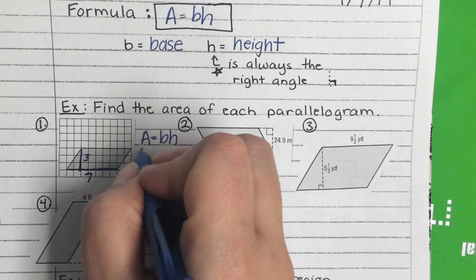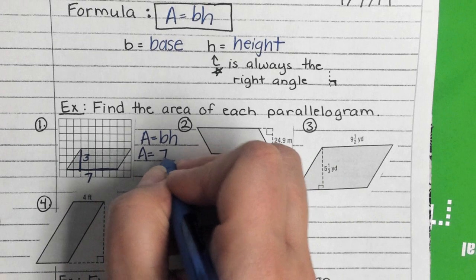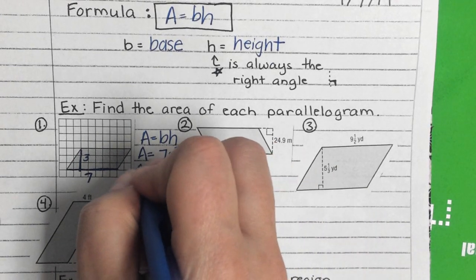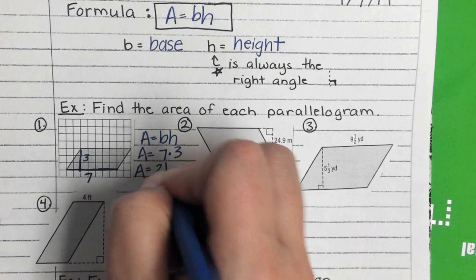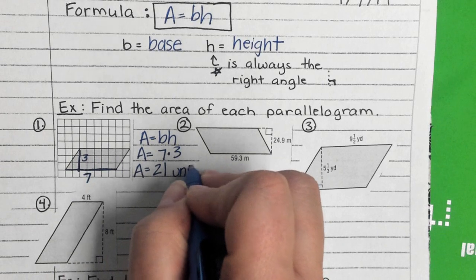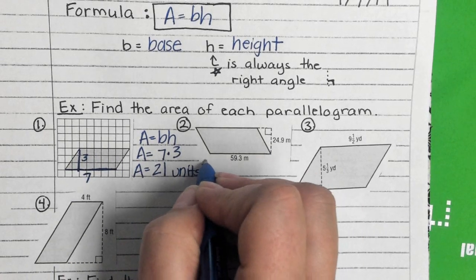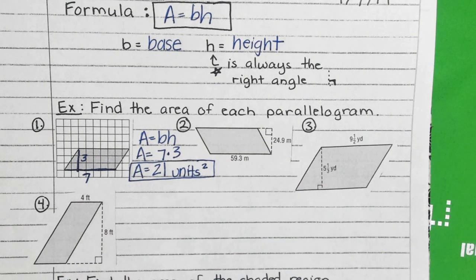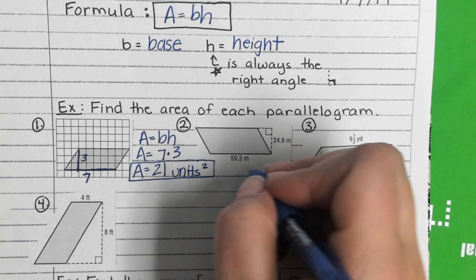Okay. So area is equal to 7 times 3. So what would my area be? 21. Okay. And when we don't have a label here, we're going to say this is units squared because our area is always in square units. All right, that makes sense? All right, let's look at the next one.